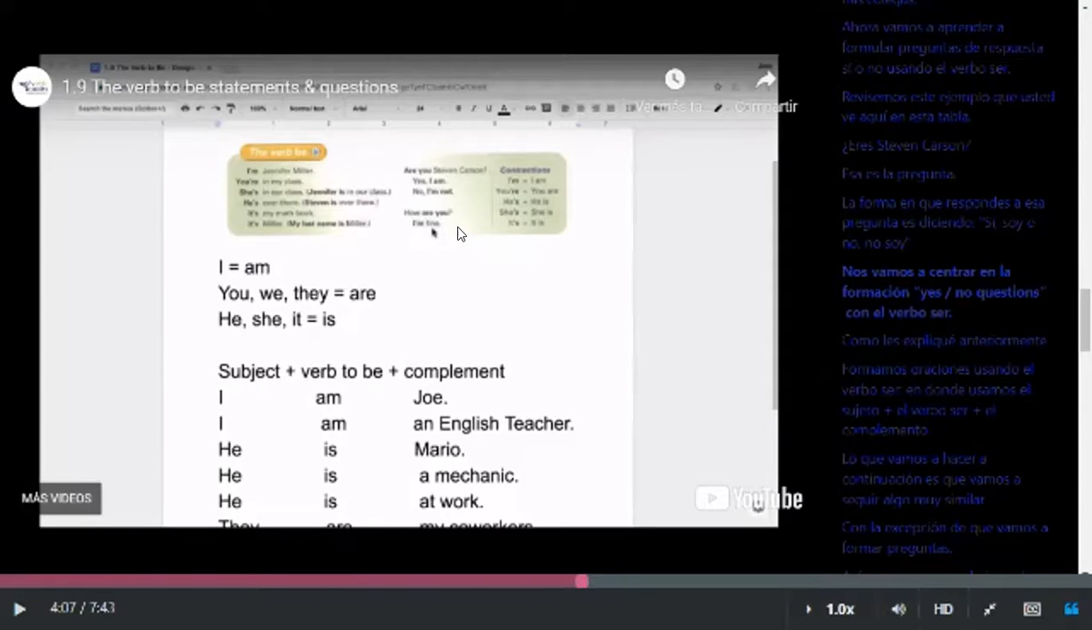I. I am. Okay. I am. Contractions, ¿verdad? ¿Cómo sería I am contractado?